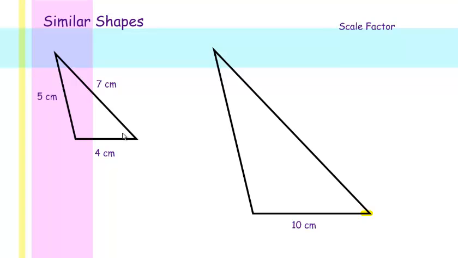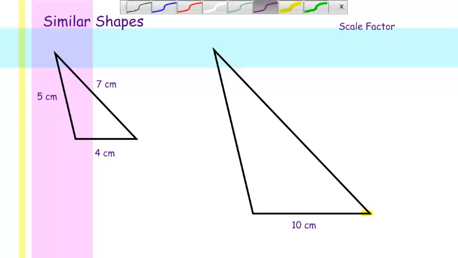This video is about similar shapes. The two triangles pictured here are similar because the angles are exactly the same in the smaller triangle as the angles in the bigger triangle. And their sides, their corresponding sides, are proportional.